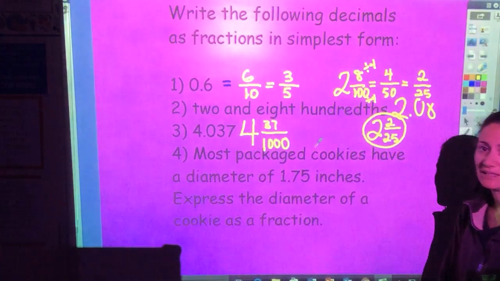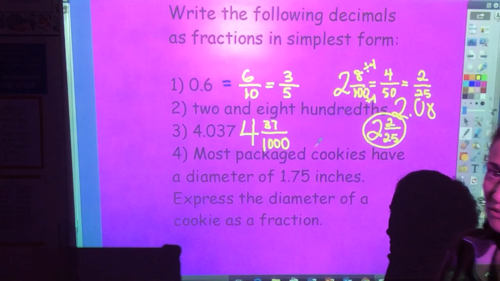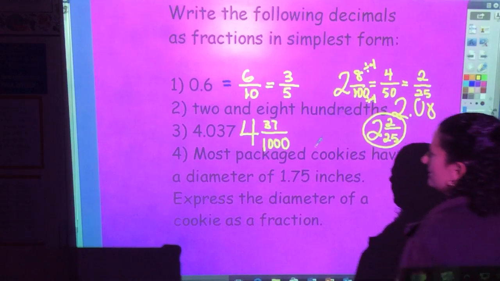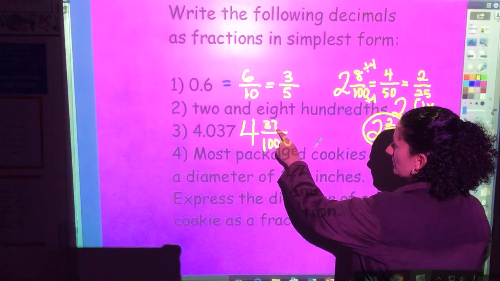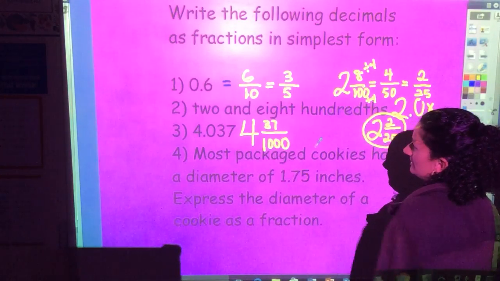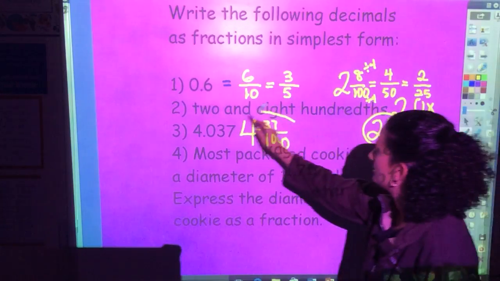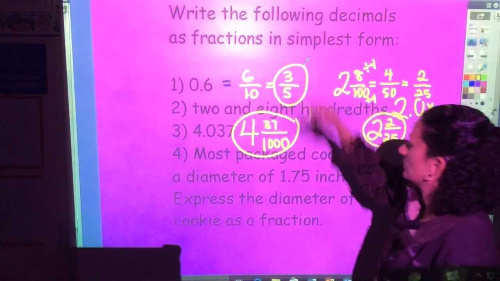Now think about that. Can you think of any numbers that can go into 37 and 1,000? And there isn't, because 37 is a prime number. There's no numbers that go into 37 evenly other than 1 and 37. So that is your final answer. Hope you're checking your work.